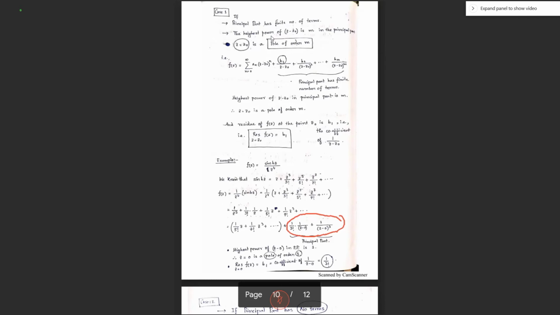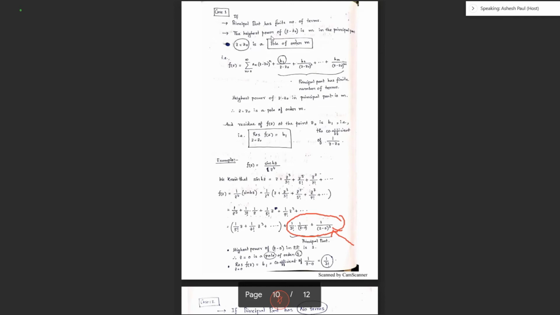So z equal to 0 is a pole. Now the highest power of 1 by z minus 0 is 3, so the pole is of order 3. Since there is a finite number of terms in the principal part, z equal to 0 is a pole. The highest power of 1 by z minus 0 in the principal part is 3. Therefore z equal to 0 is a pole of order 3.